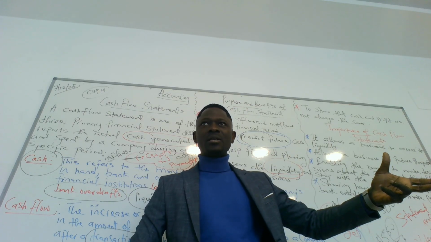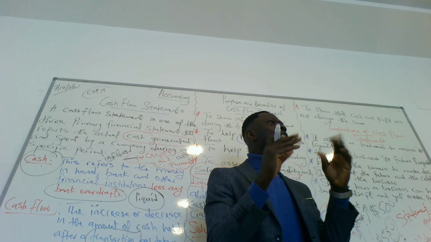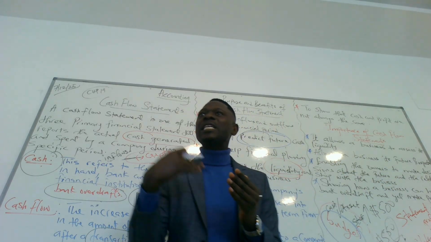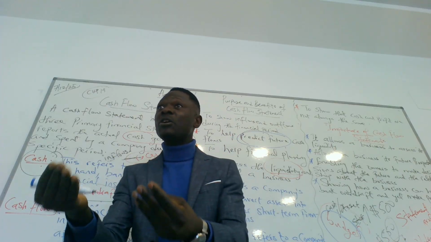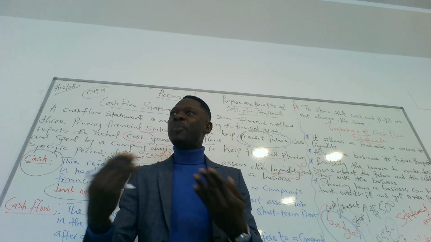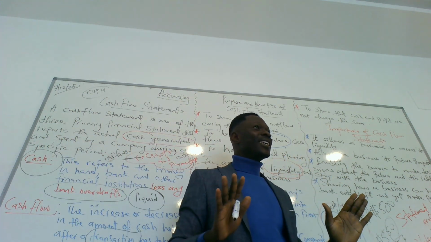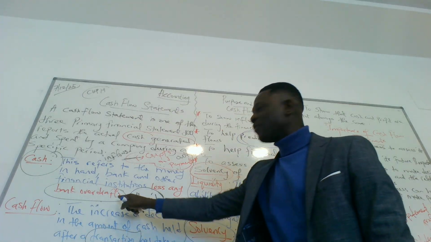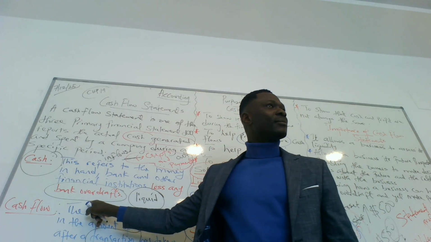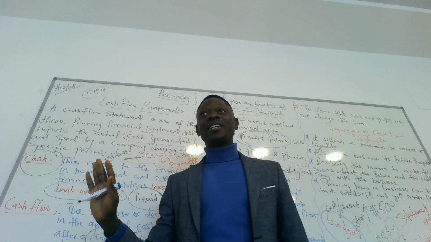Does it make sense or not? When you buy on credit, it does not affect your cash. The only time your cash increases or decreases is when you make a payment or when you receive cash. When you buy on credit, it doesn't have anything to do with your cash. Just the same as overdraft, a bank overdraft.